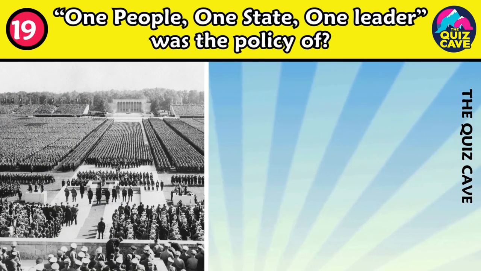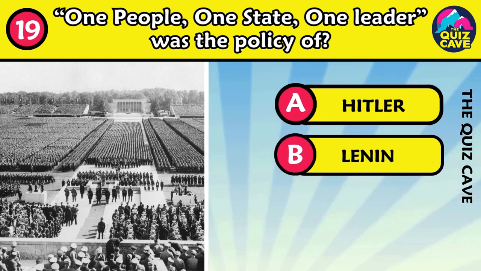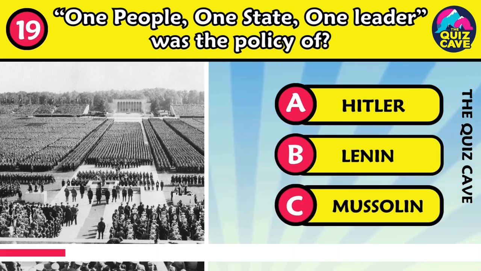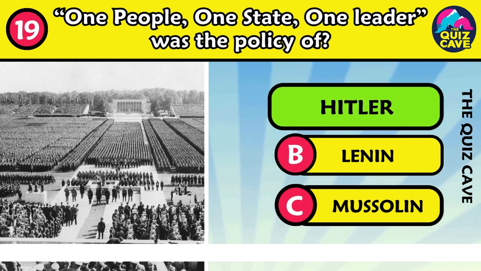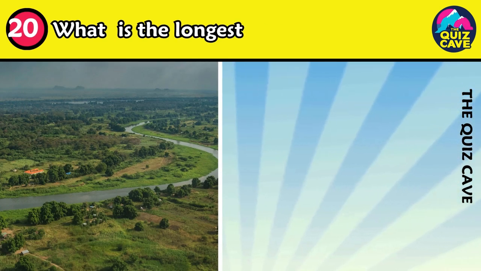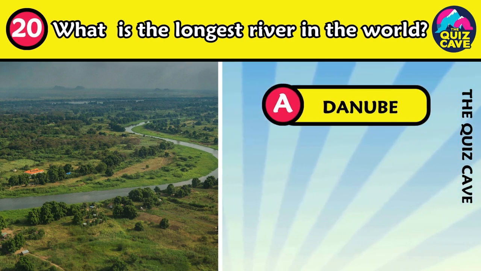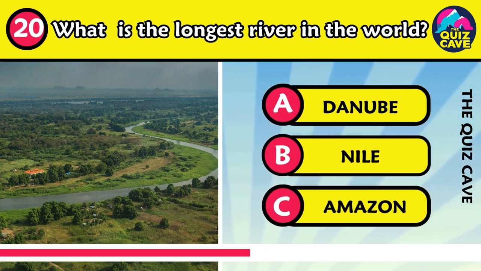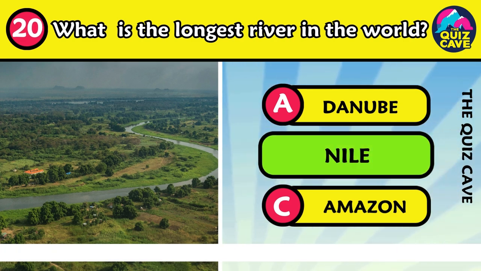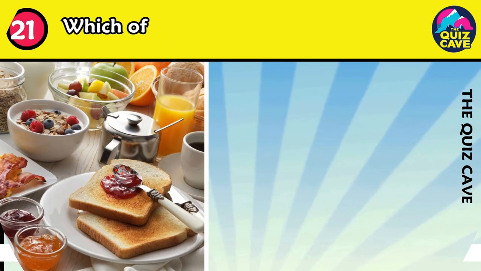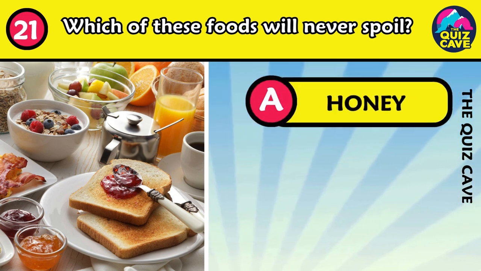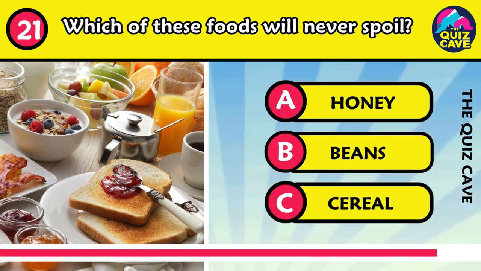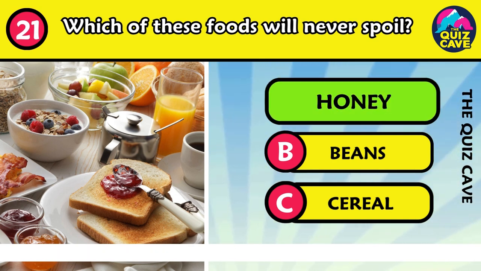One people, one state, one leader was the policy of whom? Hitler. What is the longest river in the world? It's Nile River. Which of these foods will never spoil? Honey.